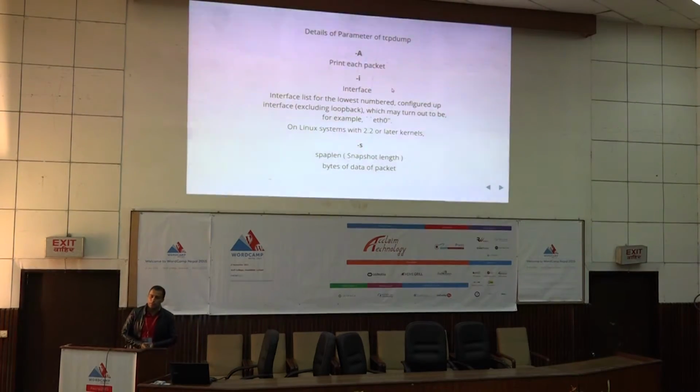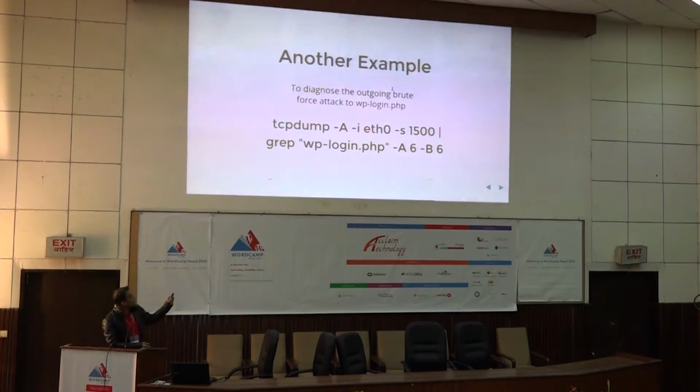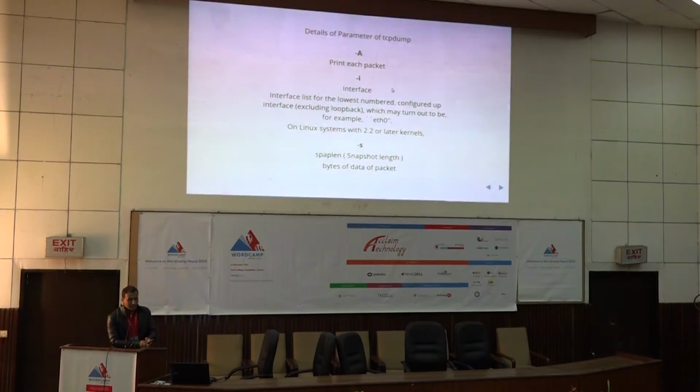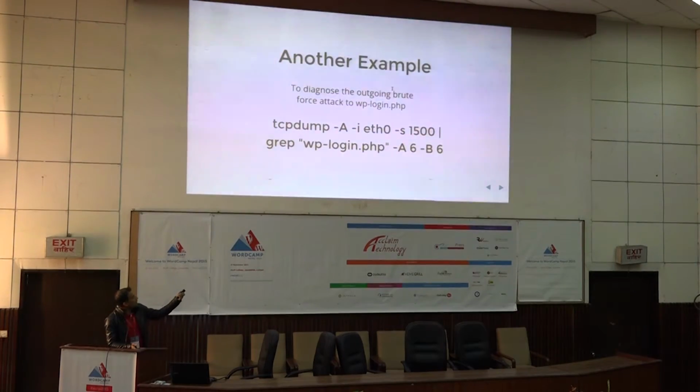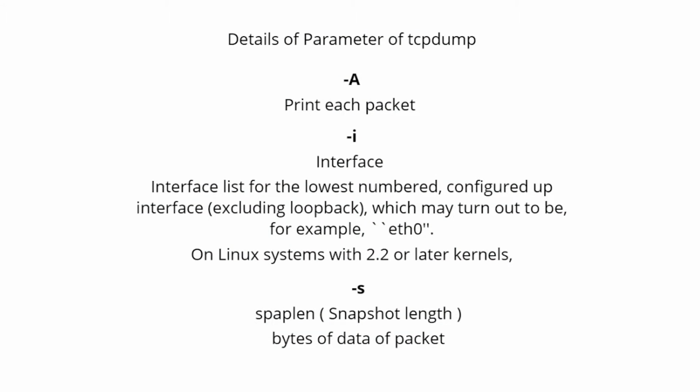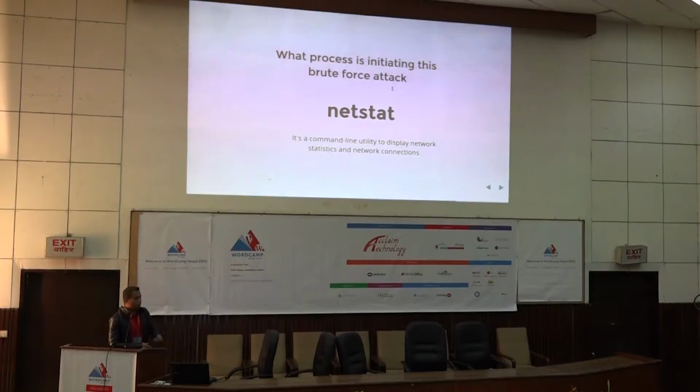Okay, these are the definitions of this command line example. -A means print all the packets, and -i means interface. And here this is eth0, because all Linux kernels after 2.2 use eth0 as an interface. And -s is snapshot length, which means I want to use only 1500 bytes of the TCP packet. I don't want to have a large packet. So that's about it. And then you know there is an attack.